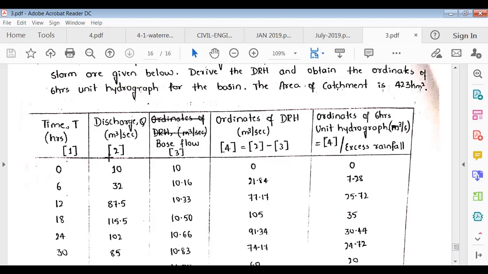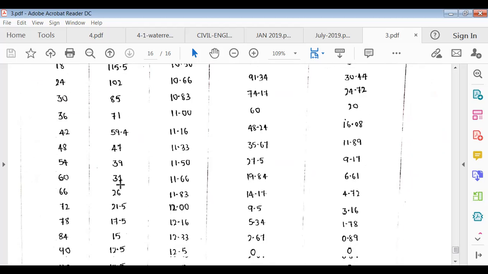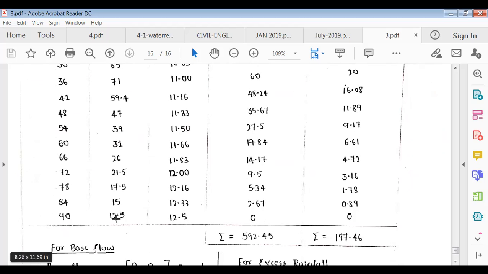And at the same time, there is a discharge. So if they are not giving you a hydrograph directly, and have only given you discharge, then from the discharge you have to first find the ordinates of the direct runoff. Only from the direct runoff can you calculate the ordinates of the 6-hour unit hydrograph. So they've given you discharge here in meter cube per second, from 10 to the last point at 90, which is 12.5.